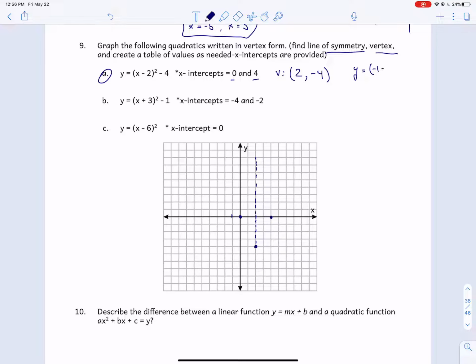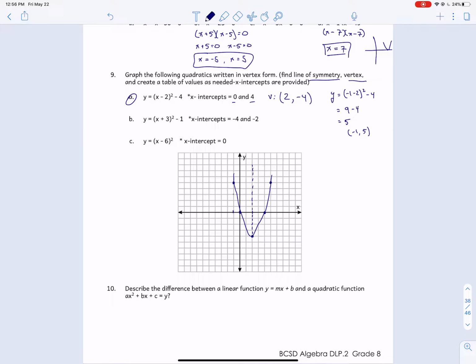Negative 1 minus 2 squared minus 4. So that's negative 3 squared, which is 9, minus 4, which is 5. So we have negative 1, comma 5. Negative 1, 1, 2, 3, 4, 5. And then because of our line of symmetry, we could put another point there. And now we have enough points to sketch our parabola. And that's it.